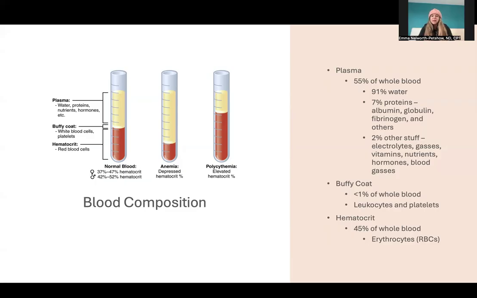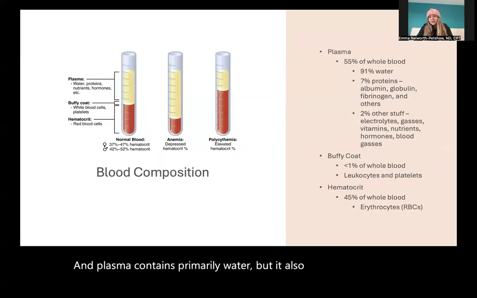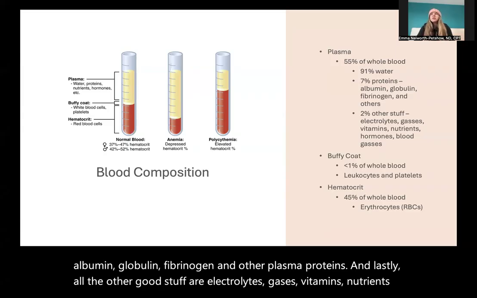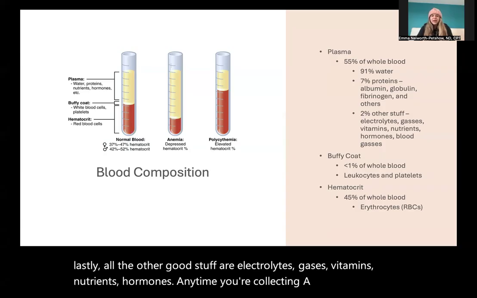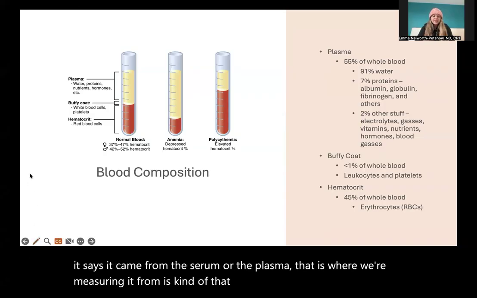as we can see. Plasma, which is 55% of whole blood, and plasma contains primarily water, but it also contains proteins, albumin, globulin, fibrinogen, and other plasma proteins. And lastly, all the other good stuff, our electrolytes, gases, vitamins, nutrients, hormones. Anytime you're collecting a blood sample, and it says it came from the serum or the plasma, that is where we're measuring it from, is kind of that area, that section, which appears yellow here.